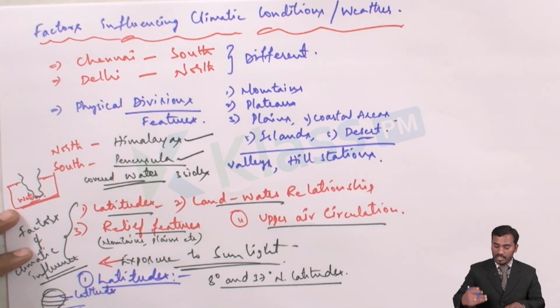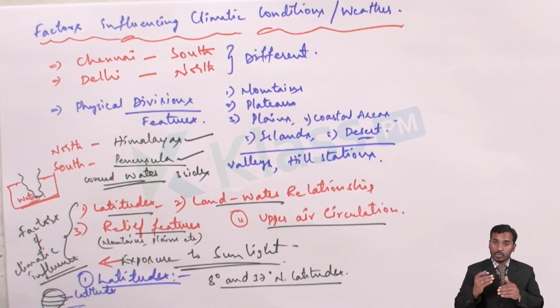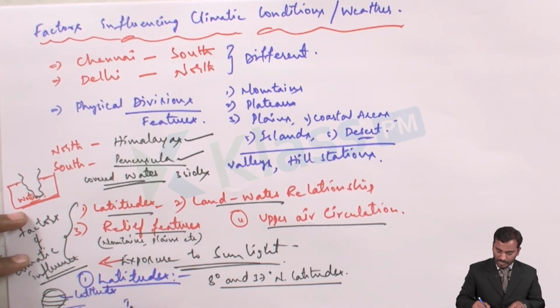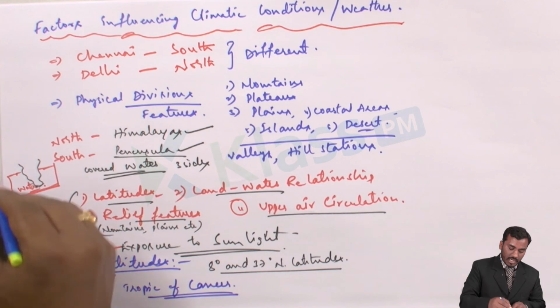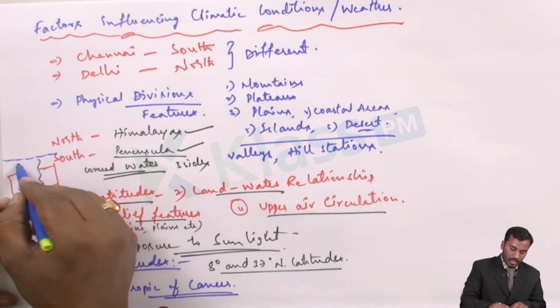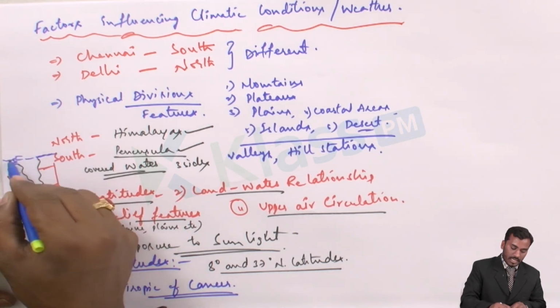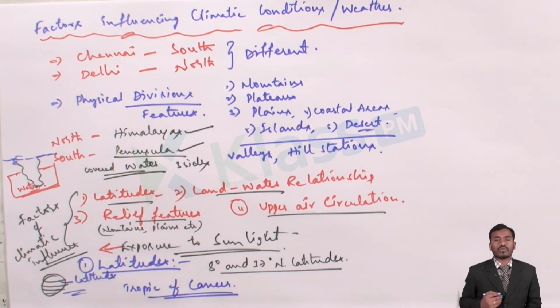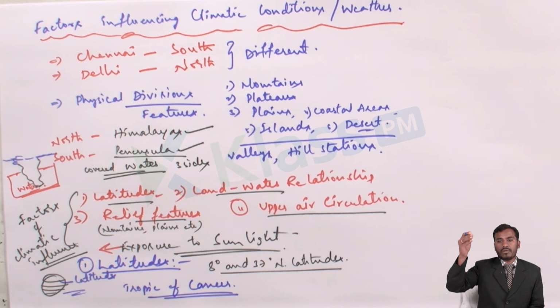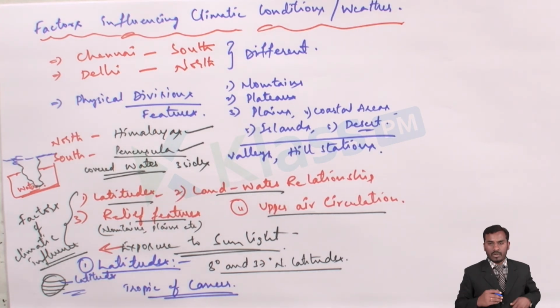India lies in the northern hemisphere, and India is further divided into two parts by the Tropic of Cancer. The Tropic of Cancer divides India exactly into two parts, what we call North India and South India. The part above the Tropic of Cancer is called North India, and the part below is called South India.